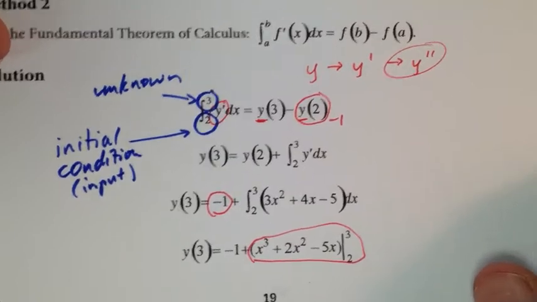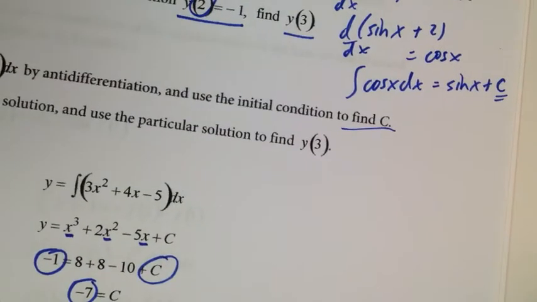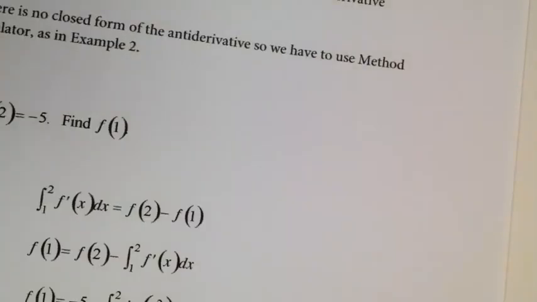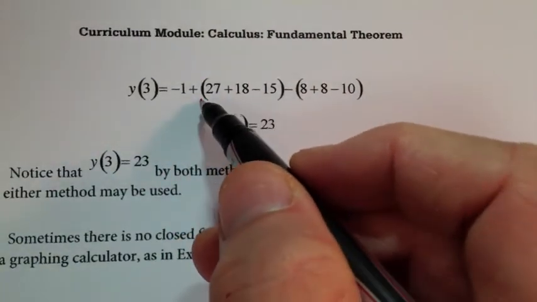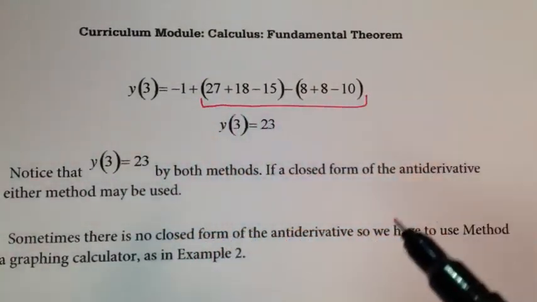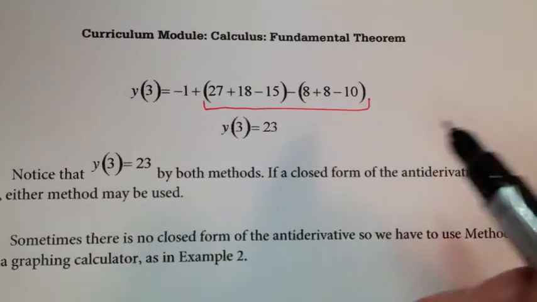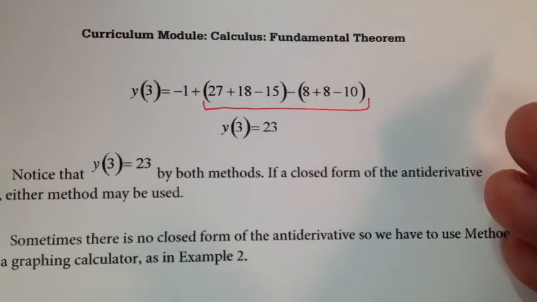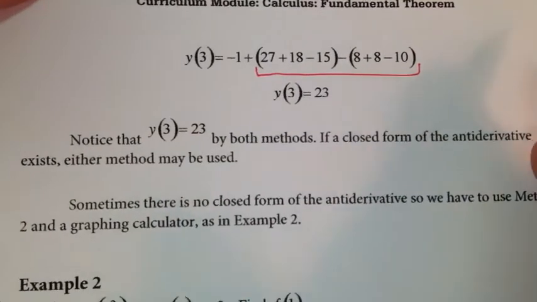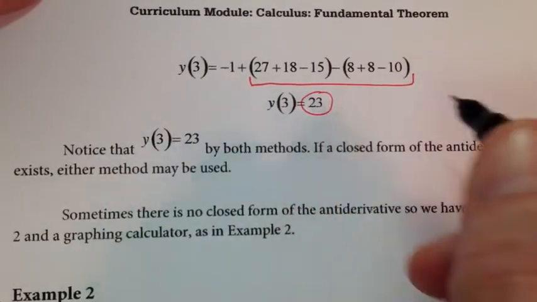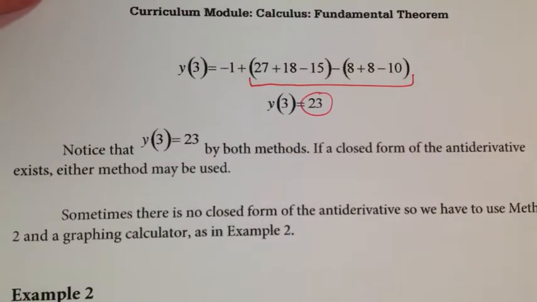Okay, well, y of 3, when you evaluate this definite integral, you're going to get 24. And on the back, where is it? Okay, so y of 3 is negative 1 plus, and this is you evaluating the definite integral. And actually, in this case, method 2 was a little bit longer. Okay, and something to keep in mind is that we got 23, both methods.